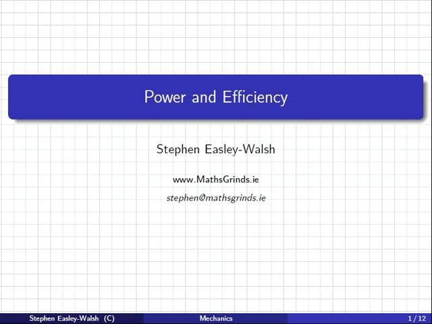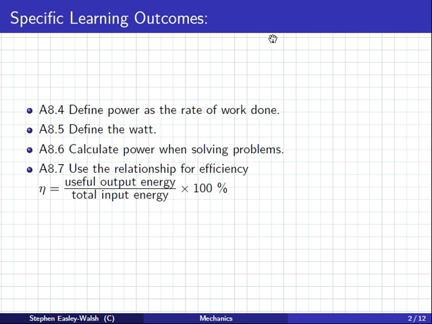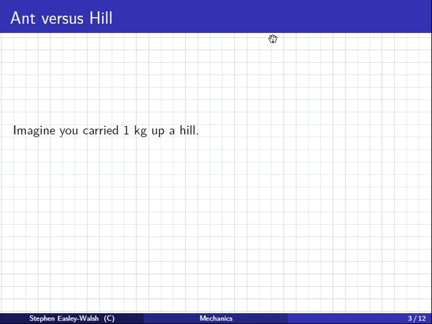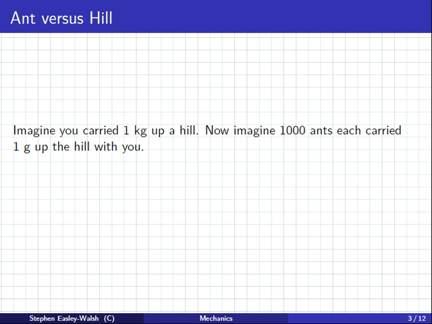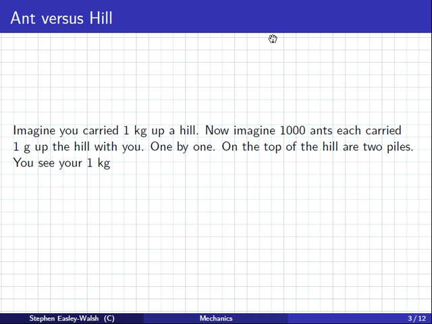Can we continue now? Power and efficiency. Now, imagine you carried 1 kilogram up a hill. Now imagine 1,000 ants, each carried 1 gram up the hill with you, one by one. On the top of the hill there are 2 piles, your 1 kilogram and the ants' 1 kilogram. Who did more work? No, it's the same amount of work, because in both cases 1 kilogram has been moved up the hill.